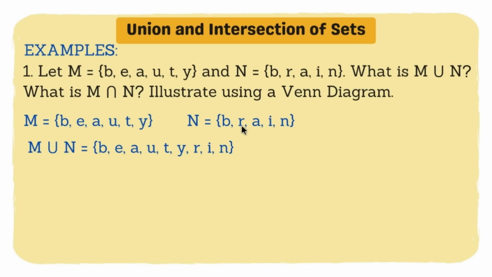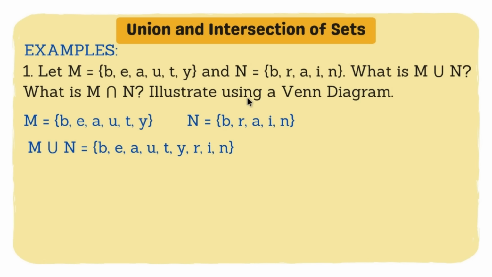How about letter R? Okay, wala pa. So isulat natin ng R dito. Next, letter A, since naisulat naman na yan kanina sa beauty, so wag na nating isulat ulit. Letter I, wala pa, so yun po ang idadagdag natin, plus yung letter N. Okay, so as you can see, nandito na po lahat ng distinct or unique elements sa set M at saka set N. Okay, so that's how you write M union N.